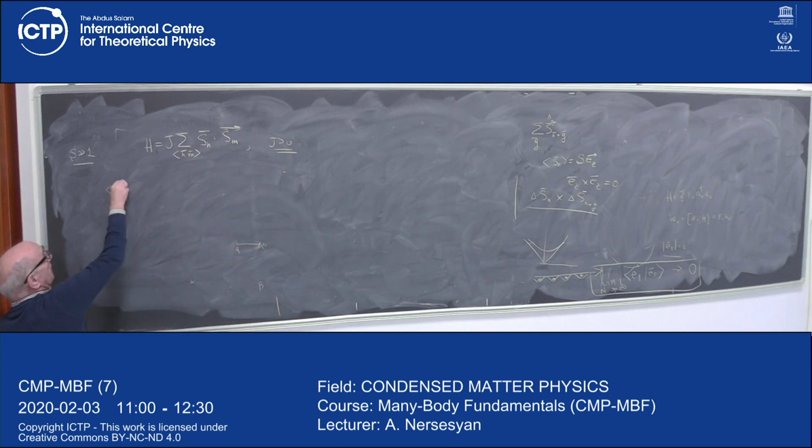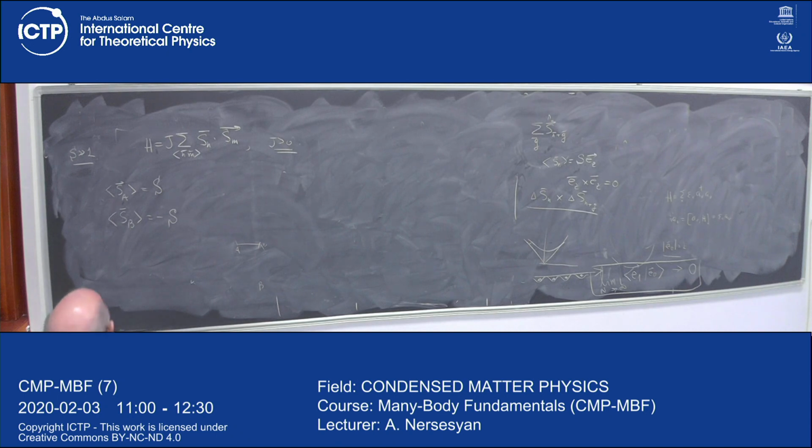If I have on the A sublattice the spin S, then the interaction, which is antiferromagnetic, suggests that on the B sublattice I should have the spin minus S. And this is what is called the Néel state. It's a classical Néel state.